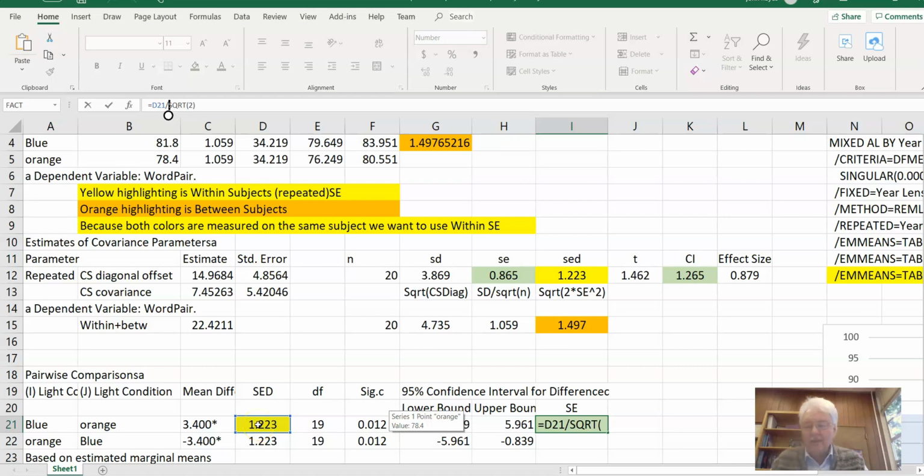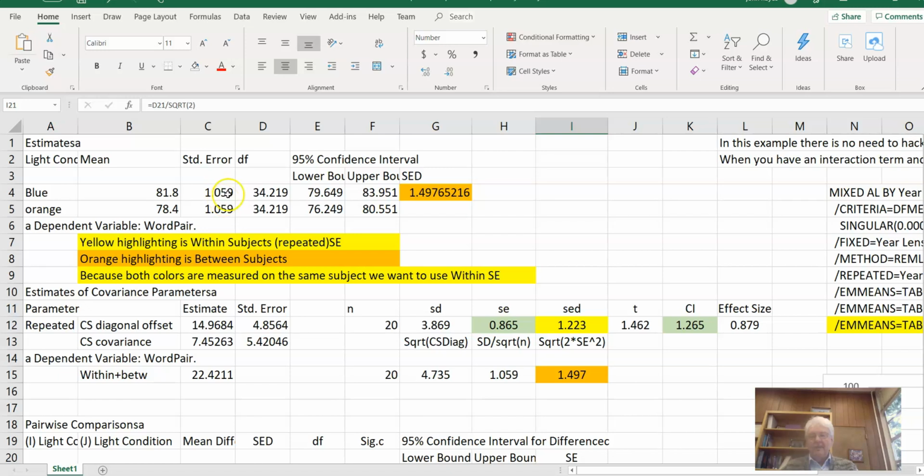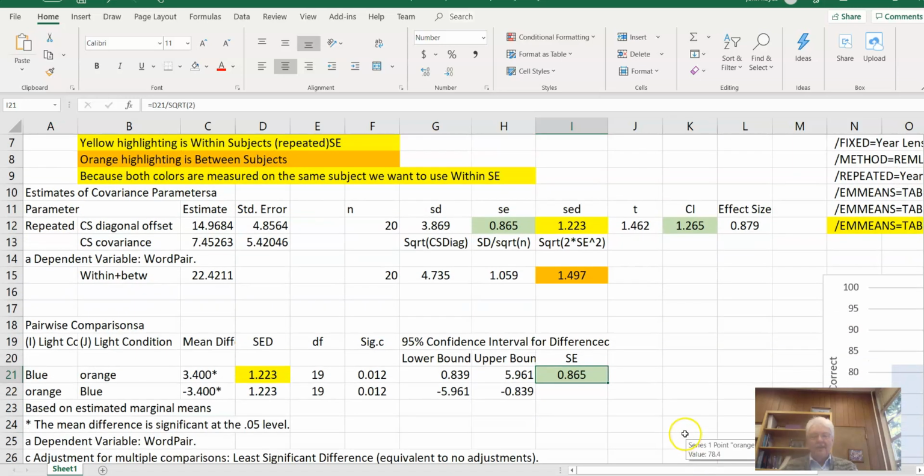And then you figure out what your standard error is by taking this number and dividing it by the square root of 2. That gives you the standard error, and then you can get to your standard deviation. You can use this standard error for your 84% confidence intervals. And then you multiply this number by the square root of n to give you the standard deviation. Now notice this is 0.865, but up here we said it was 1.059. Why is it different and which one is correct?